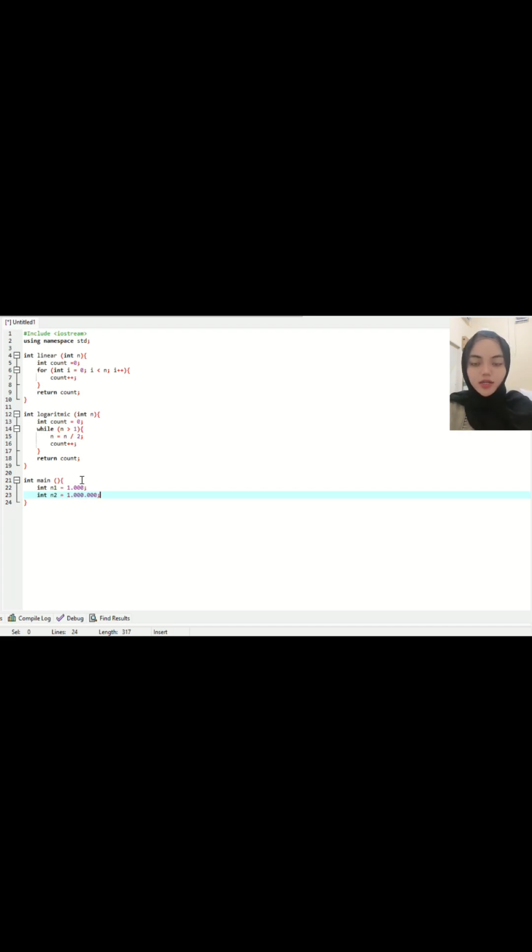The linear algorithm works by processing each data element sequentially, one by one, so the number of steps is equal to the input size.